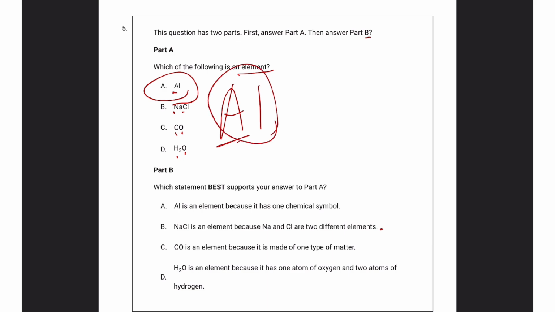So let's see down here, which one of these? We picked Al, so the one that talks about Al is going to be our best choice, but let's make sure. Al is an element because it has one chemical symbol, A and L. Yep, that's right. We didn't pick NaCl as an element because it's made up of sodium and chlorine. We didn't pick carbon monoxide because it's made up of carbon and oxygen together. And we didn't pick water because it's H2O.